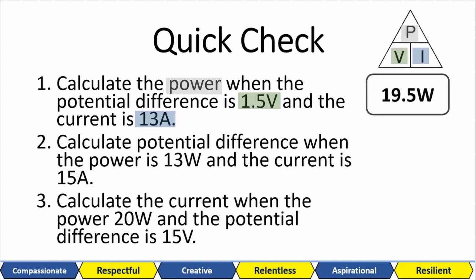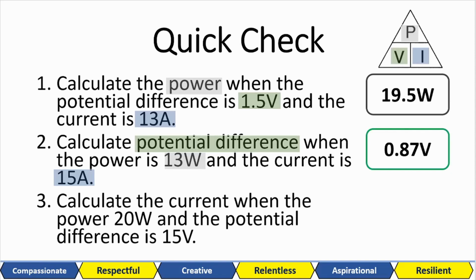The next one, you need to calculate potential difference. This is power over current. This gives us 0.87 volts when you round up to 2 decimal places. Finally, we need to calculate current, which would be power over potential difference, and that is 1.33 amps.